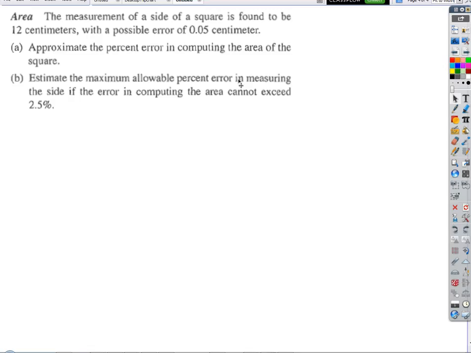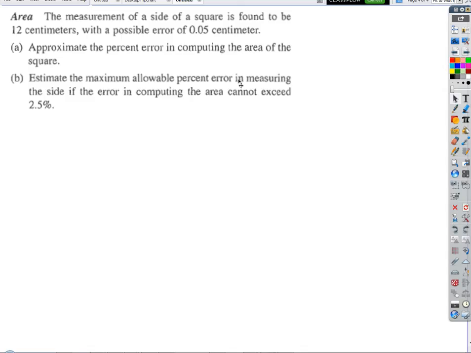All right, so let's just forget about part A. Let's just do part B. So let's estimate the maximum allowable percent error in measuring the side if the error in computing the area, the propagated error, cannot exceed 2.5%.